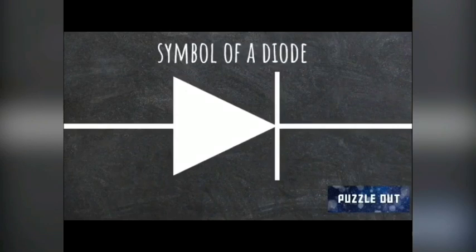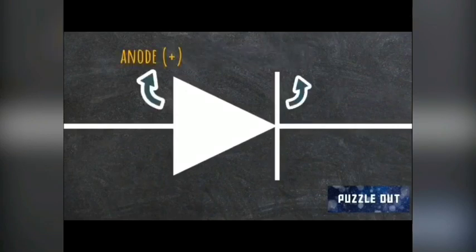This is how a diode is symbolically represented. The arrowhead is the anode or the positively charged, and the line represents the cathode or the negative charge. The direction of the current is indicated by the arrowhead. So in this case, current flows from anode to cathode.